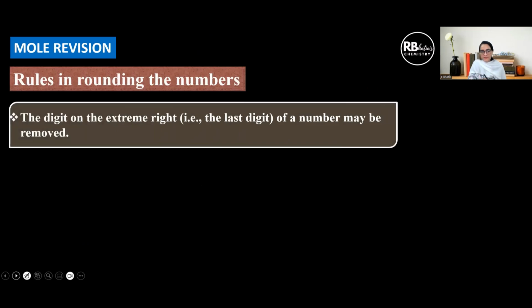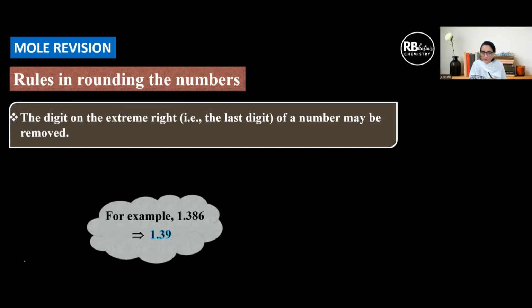Now, what are the rules for rounding off? We are going to study ahead. Rules while rounding the numbers. The digit on the extreme right side, that is the last digit of a number, may be removed by rounding off. For example, it's 1.386. I want you to express this number to 2 decimal places. That means I need to remove this number.